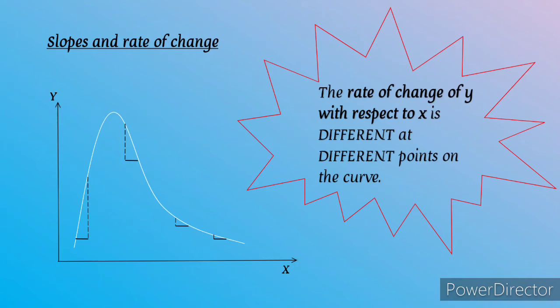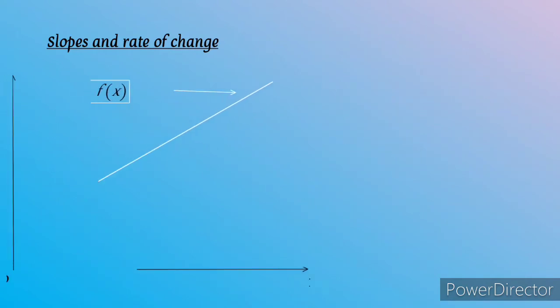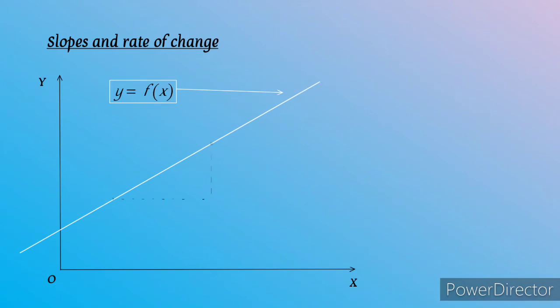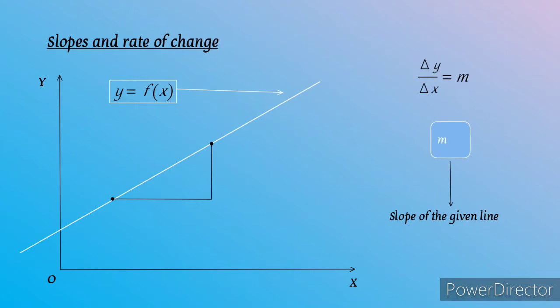Now, considering the function f to be linear, we move along the line to get a change in x and a change in y. This change is represented by the small triangle, which we call delta. So, the ratio of delta y and delta x is a number, m. Here, m is called the slope of the given line. The slope of the line measures the rate of change of y with respect to x, when y is a linear function of x.